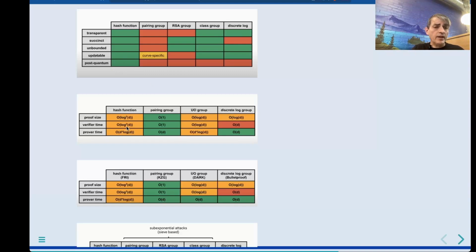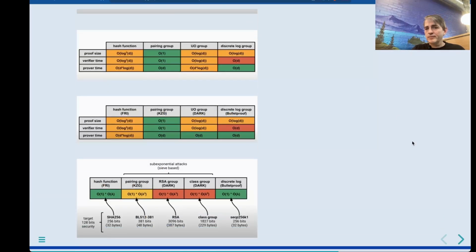But where the Stark type ones aren't so good is, for example, with the proof size. So you can see here the pairing group, these are the snark, a lot of the snark ones, we have a fixed size proof. Okay, let me move on.